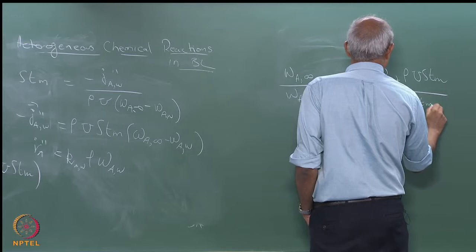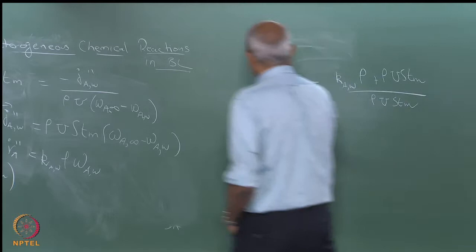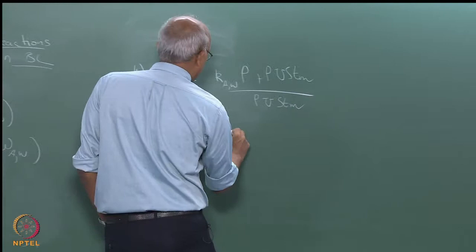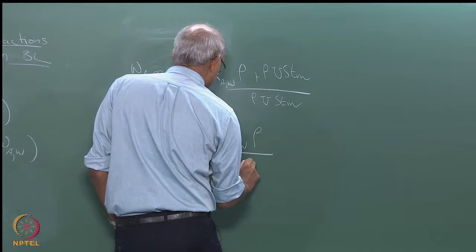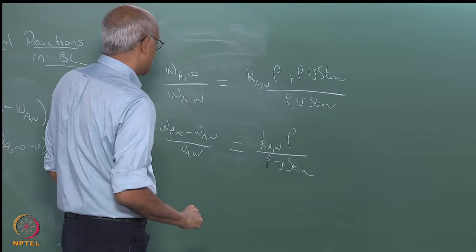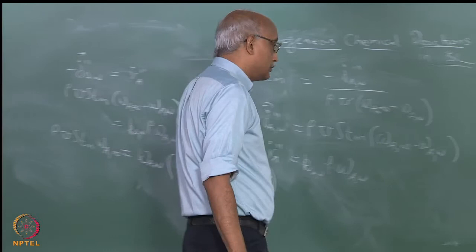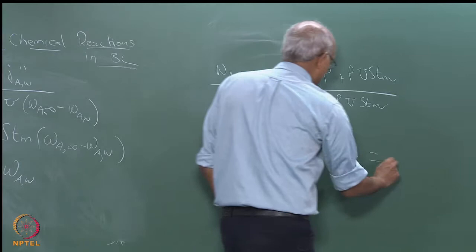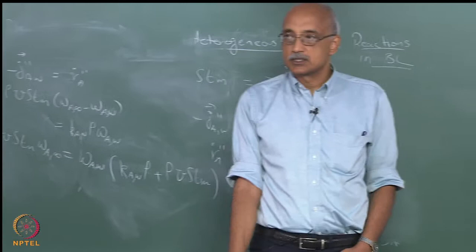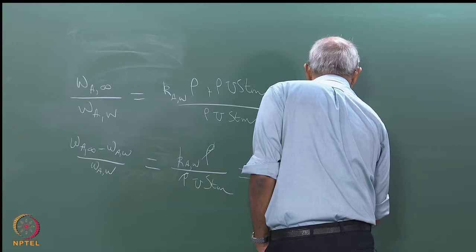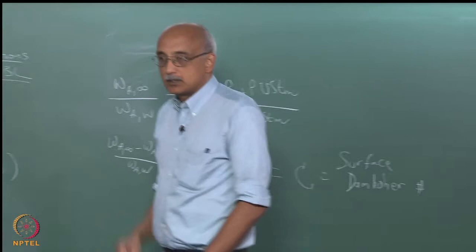So if I take this minus 1, this becomes (omega_A infinity minus omega_AW) over omega_AW. So this minus 1 becomes K_AW rho divided by rho times u St_M. The rhos cancel out. So you obtain (omega_A infinity minus omega_AW) over omega_AW equals K_AW over u times St_M. And this is called C, which is also known as the surface Damkohler number. It is also known as the catalytic parameter, hence the symbol C.